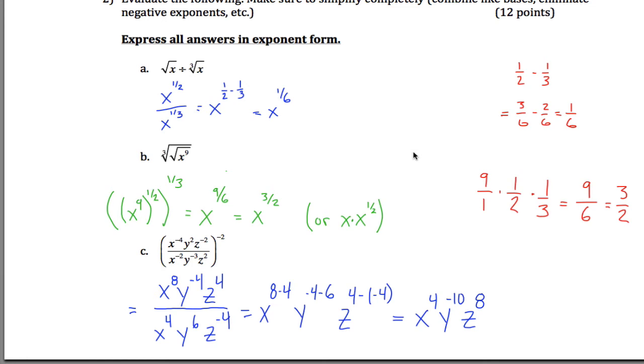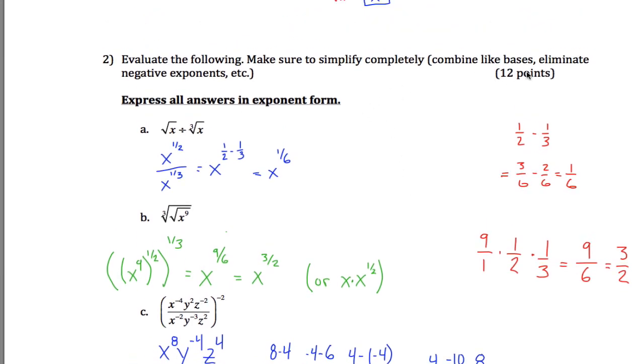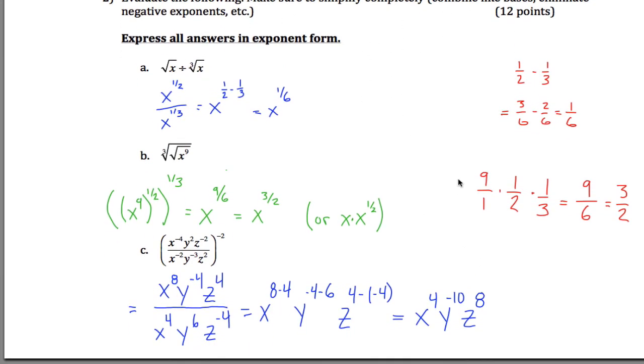Can you leave it like this? Maybe, I don't know. Eliminate negative exponents. No, you cannot. We don't want to leave this as y to the negative 10th power. We want to write it as x to the 4th, z to the 8th, divided by y to the 10th. This right here would be our final simplified answer. If you got to here, you're getting most of the credit, but since it said don't leave any negative exponents, you don't want to leave this as y to the negative 10th. You want to make it divided by y to the positive 10th.